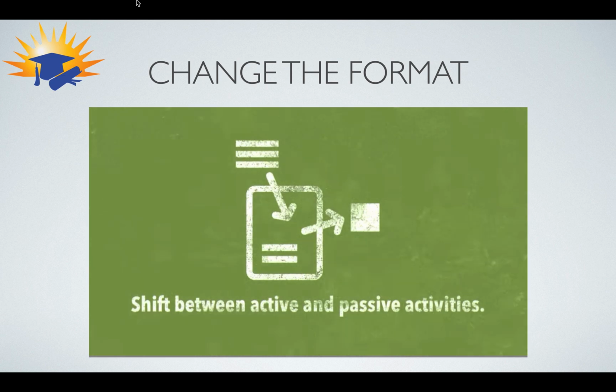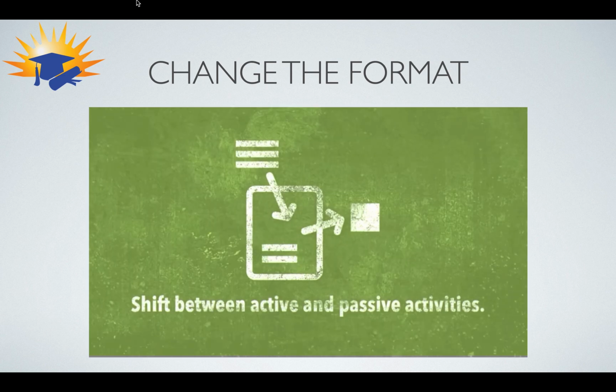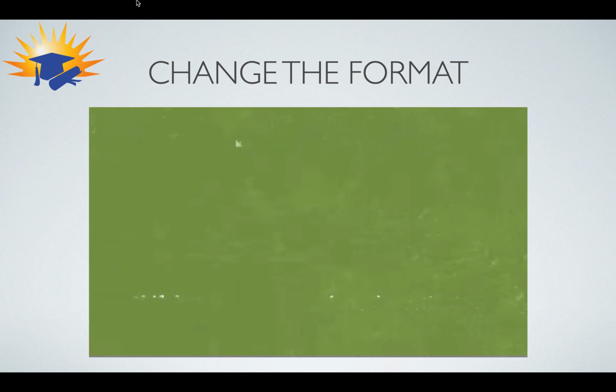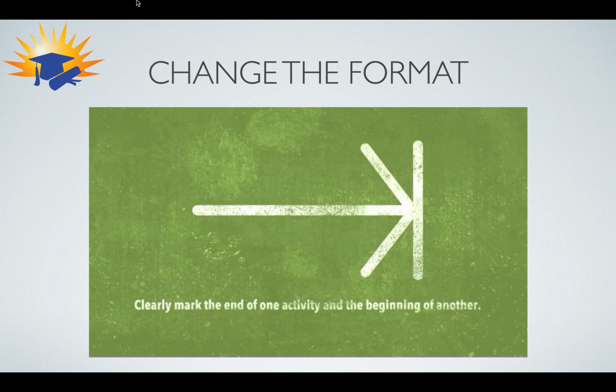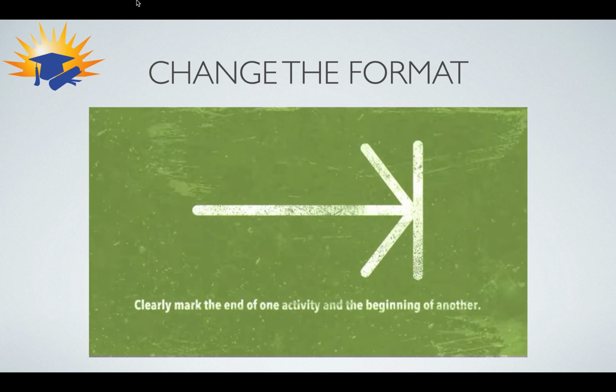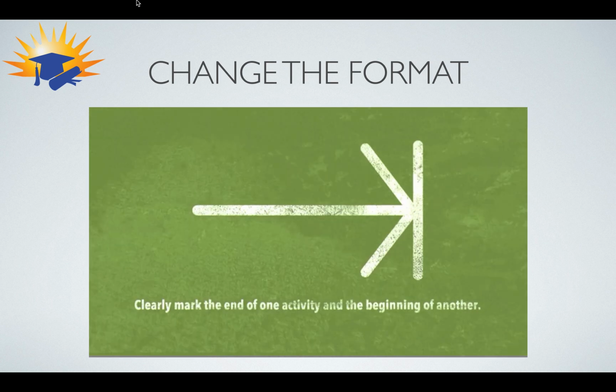Alternatively, if there are 2 or 3 highly passive activities in a row, the class can lose its energy entirely and also lose focus. And finally, mark the beginning and end of activities clearly, so students feel they are moving along and that they are gaining a sense of accomplishment as the lesson approaches its end.